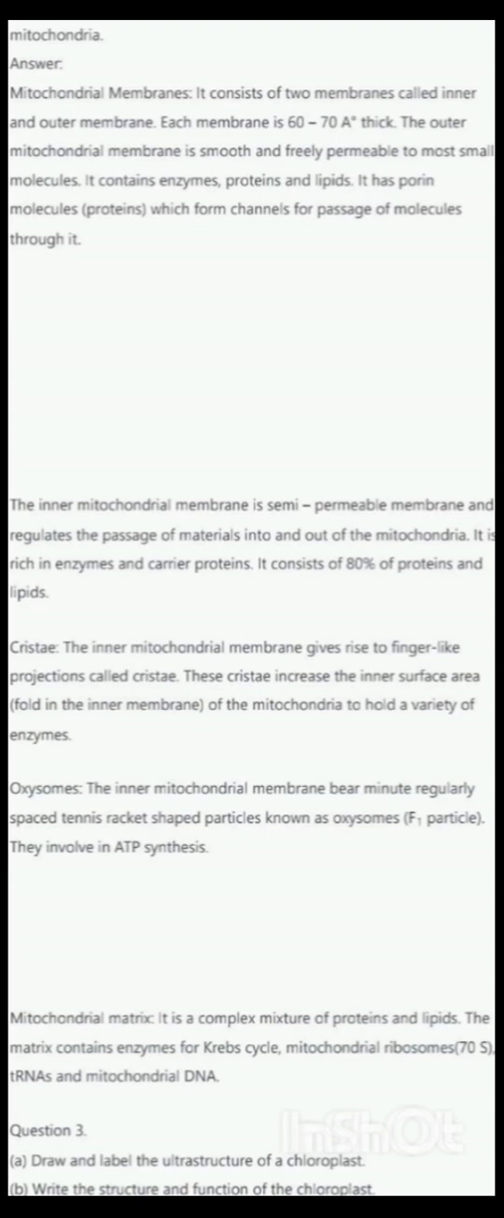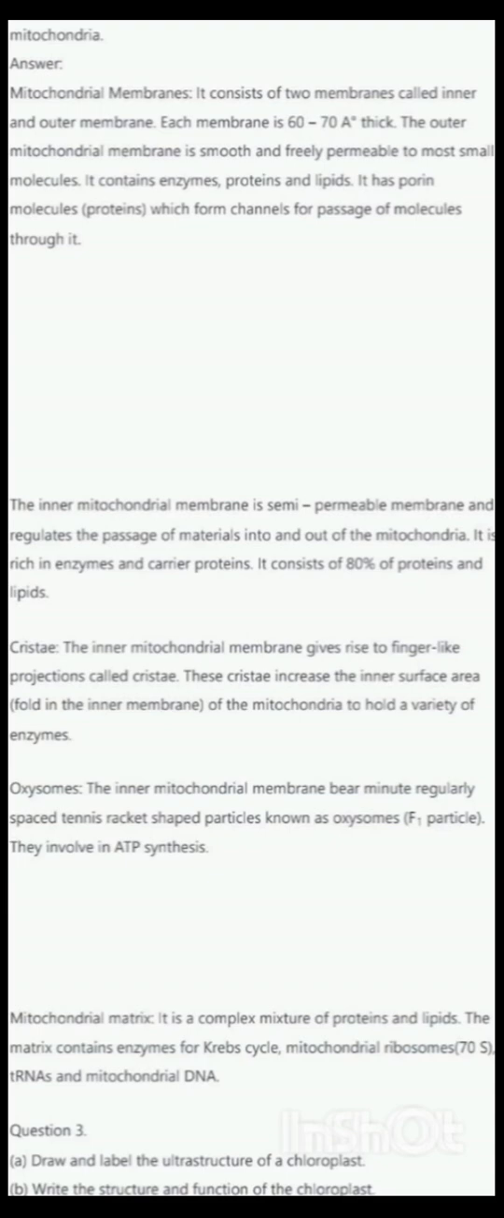enzymes. Oxysomes: the inner mitochondrial membrane bears minute regularly spaced tennis racket-shaped particles known as oxysomes, F-particles. They are involved in ATP synthesis. Mitochondrial matrix: it is a complex mixture of proteins and lipids. The matrix contains enzymes for the Krebs cycle, mitochondrial ribosomes, 70S, tRNAs, and mitochondrial DNA.